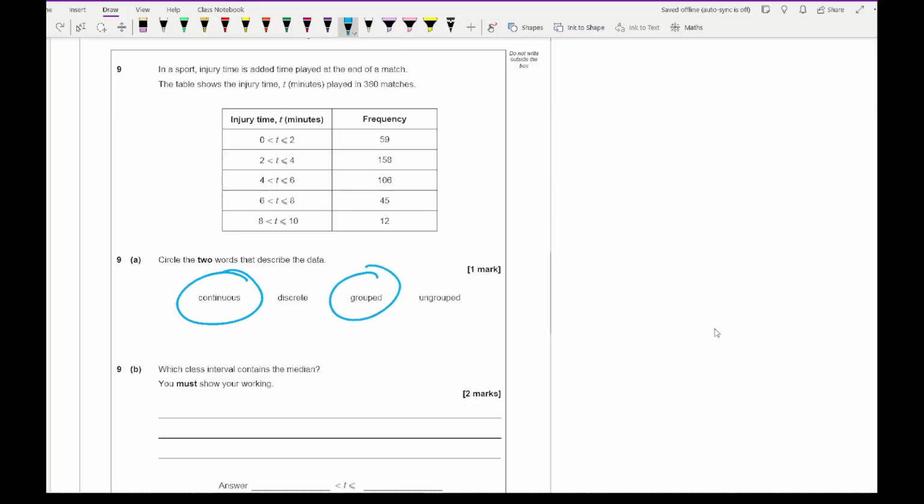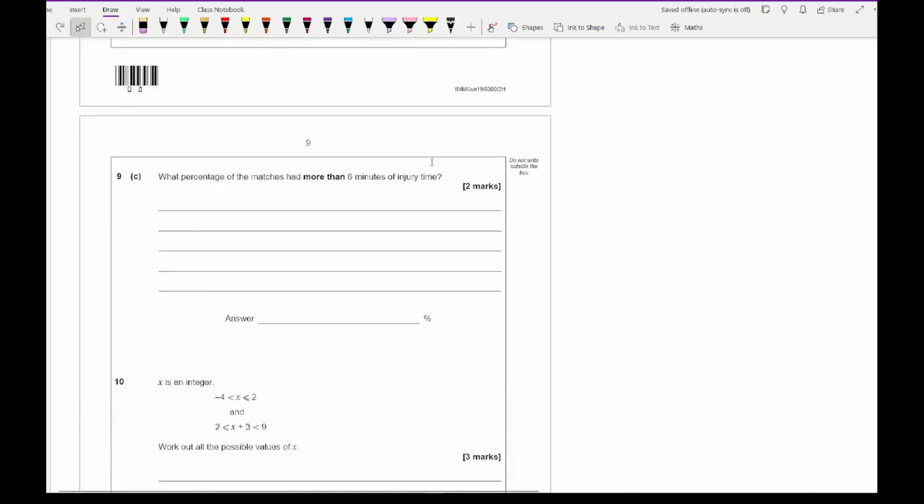Now question 9b says which interval contains the median. Well, if we've got 380 bits of data, we divide that by 2, and I end up with 190. So what I need to do is find out where 190 is along this data. So here I've got 59, and then the 190th game is going to be in this group here. So the interval is going to be 2 to 4.